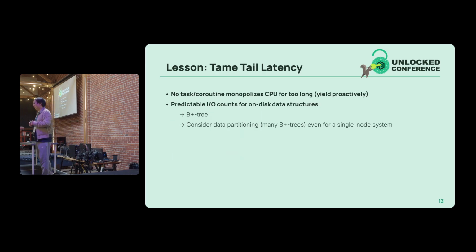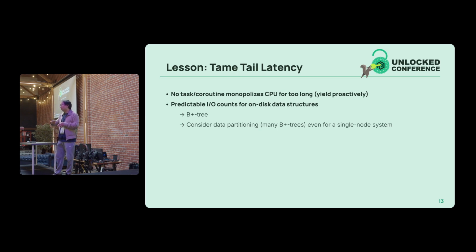And the third lesson is that for low latency systems, we want to tackle the tail latency. Of course, the first one, which I mentioned before, is that as coroutines, you want to switch coroutines proactively. You don't want to monopolize the CPU. The second one is that the storage system should also incur a fixed or predictable number of I/O counts.